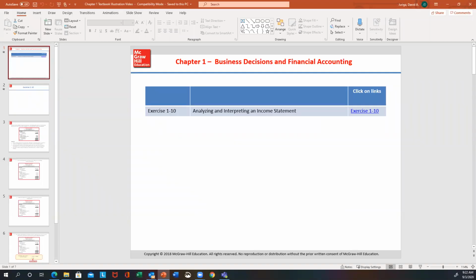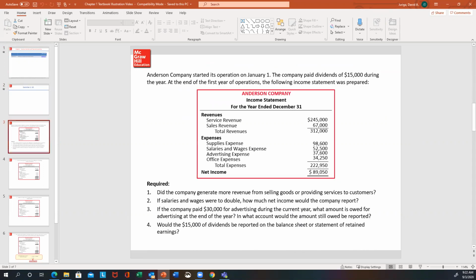Okay, so this one's pretty short. This is a problem from your chapter 1 textbook. Again, this is going to be exercise 1-10, and let's take a look at it. In this one, again, we're looking at our financial statements.